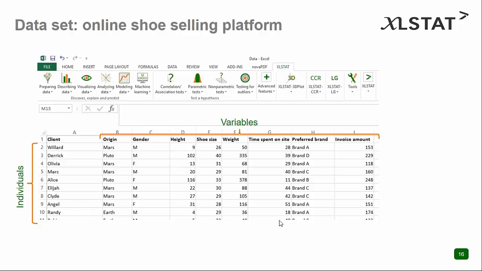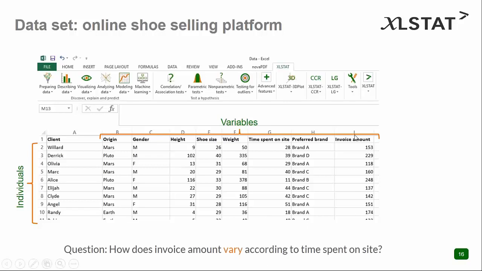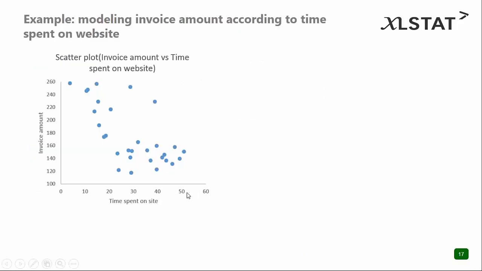There's a question I want to answer. How does invoice amount, which is this column, vary according to time spent on site, which is this column? So we'll use statistical modeling to answer this question. The first thing we can do when you have a question like this is try to see visually how those two variables relate to one another. I remind you of a specific tool we've seen in the descriptive statistics webinar, which is the scatter plot. There it is. Here we have invoice amount on the y-axis and time spent on site on the x-axis.